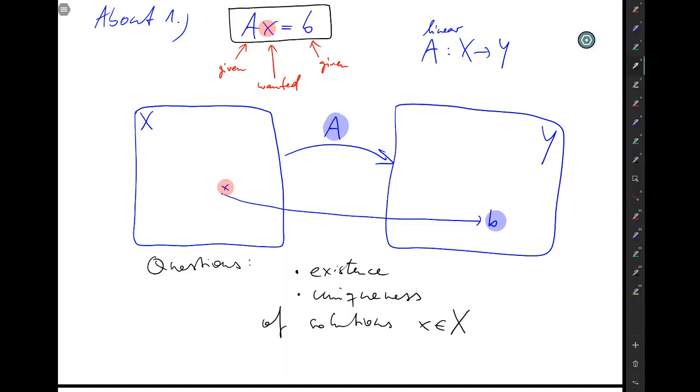What does that mean? Existence is quite clear. You ask yourself whether or not for a given b, right inside Y that you can see over here, there exists an element x that is mapped onto b via our map A. So this is existence. Does there exist a solution x, yes or no? Good question. Uniqueness asks whether or not there's possibly more than one solution x for the same b. Again, interesting question. So let us start with the first question about existence of solutions.